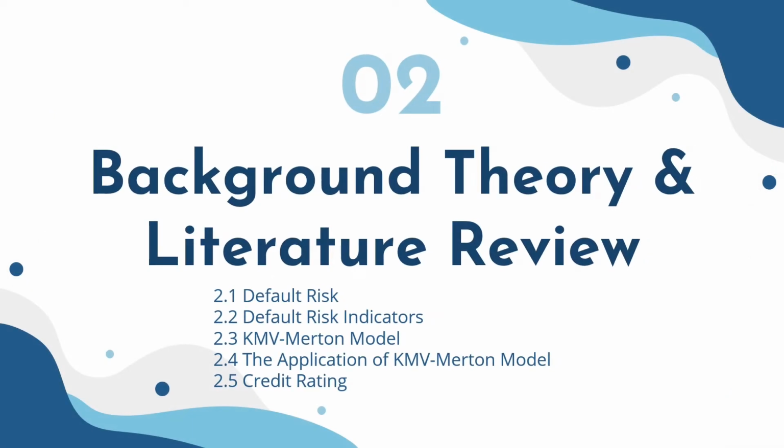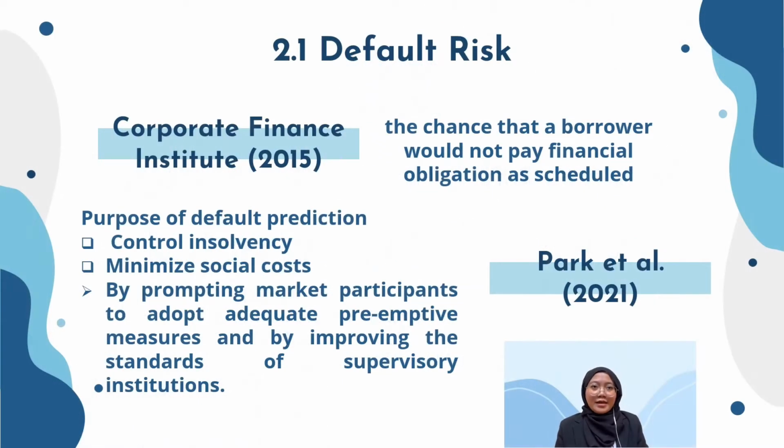Next, Chapter 2 is Background Theory and Literature Review. Firstly, in literature review, according to Corporate Finance Institute in 2015, default risk is the chance that a borrower would not pay financial obligation as scheduled. A study by Park et al. in 2021 stated that the purpose of default prediction is to control insolvency and minimize social costs.